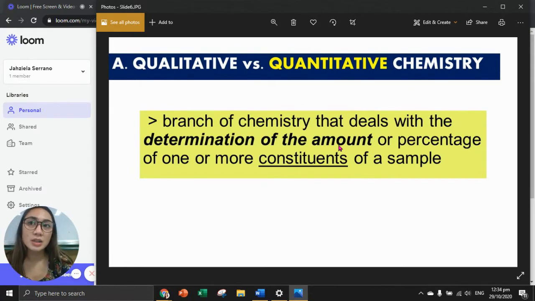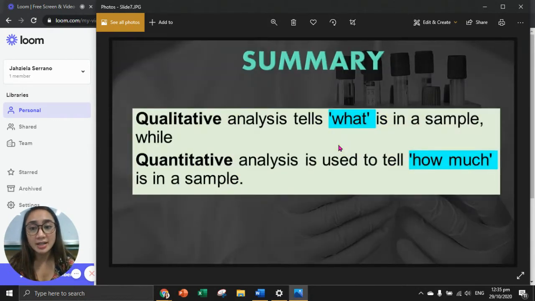So marami ring computations. You're not just adding and then multiplying, dividing, but you're using all the qualitative properties and then converting it into something that could be measured, no? Something that is more specific. So, to summarize, qualitative analysis tells us what is in the sample. So, it answers ano yung nasa sample. While quantitative analysis is used to tell how much is in the sample. So, ilan. So, dito mas specific na, just what I said.